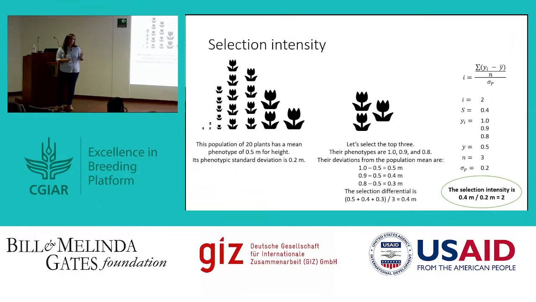Why does it need to be divided by that phenotypic standard deviation? That's because it makes it comparable across traits at different scales. So that makes your intensity interpretable across programs, traits, and so forth, and puts it on a common scale. In this case, the differential of 0.4 divided by our phenotypic standard deviation of 0.2 gives a selection intensity of 2. And that's the number that needs to go into the equation to make the units match and everything.